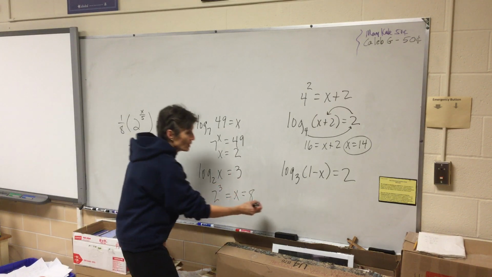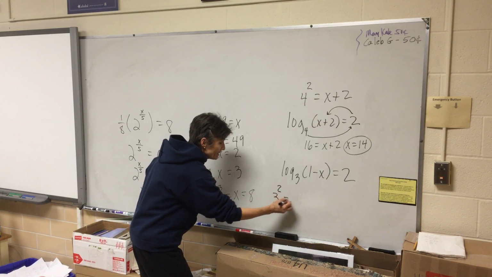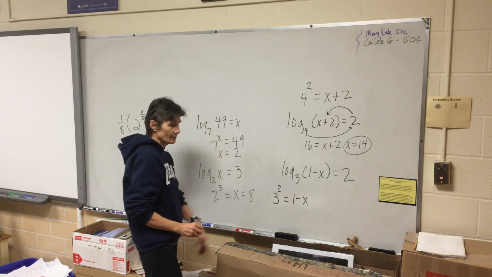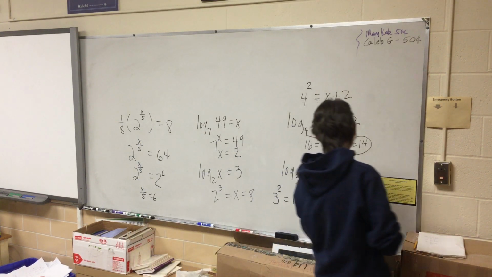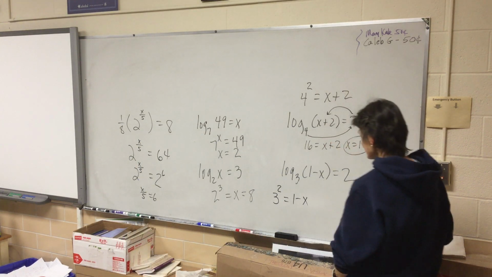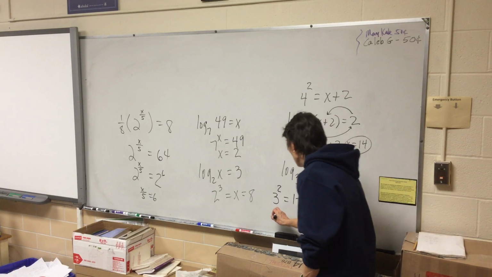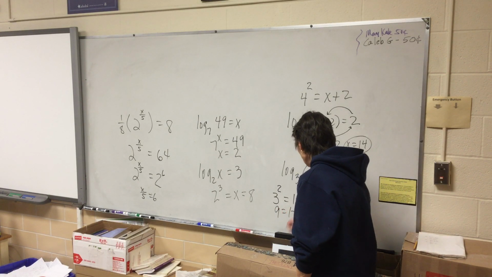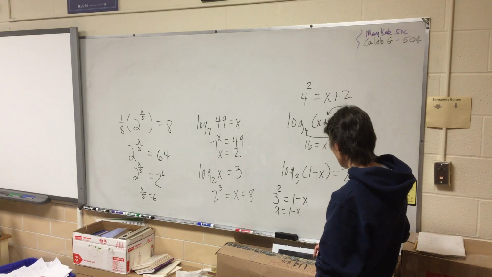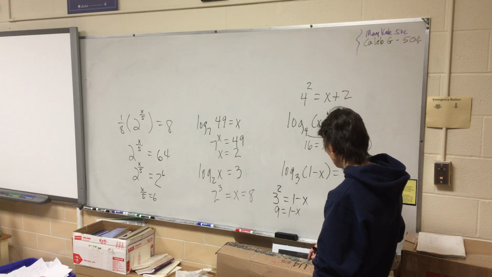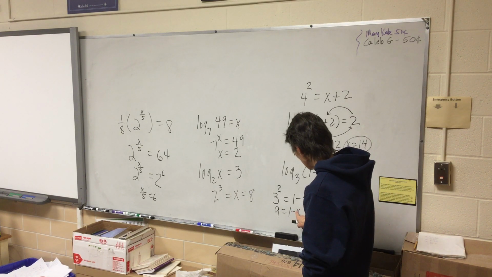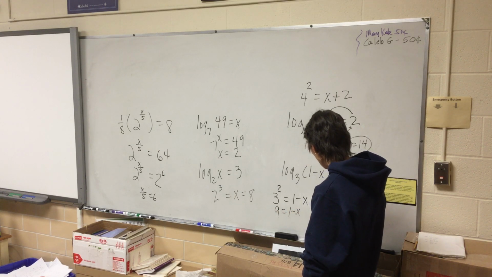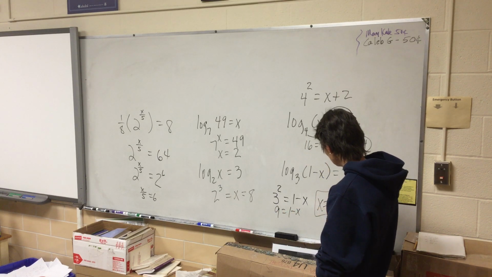Same thing here. 3 to the second equals 1 minus x. Loop-de-loo. So 9 equals 1 minus x. These always confuse me, so I have to be careful here. Let's see, I think I'll add the x, subtract the 9. So x equals negative 8.